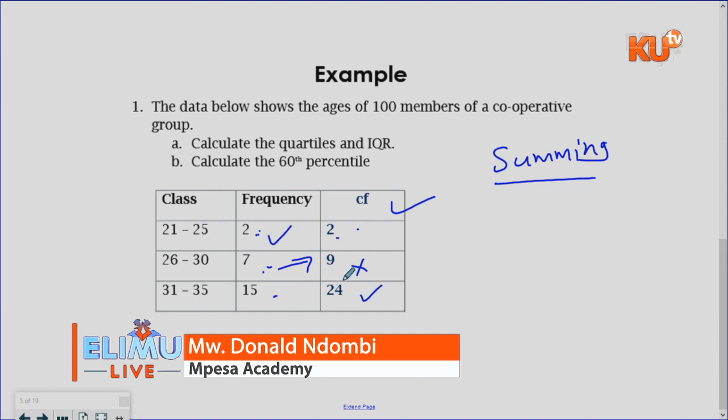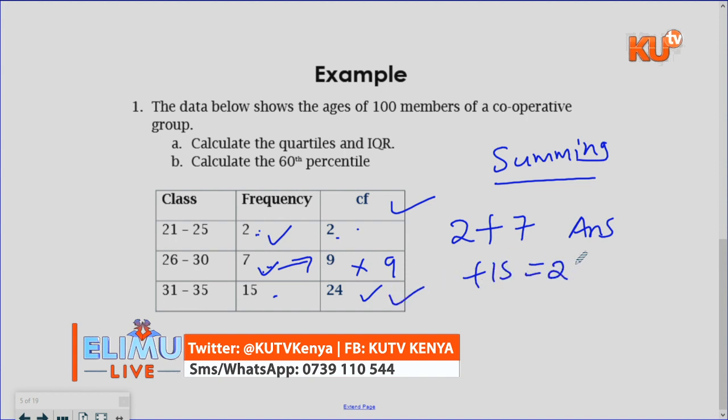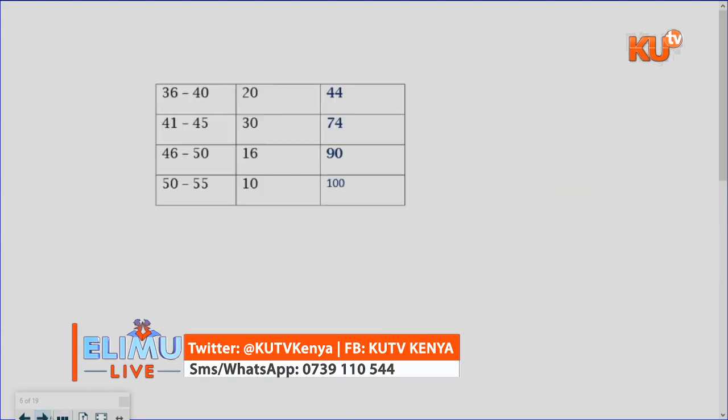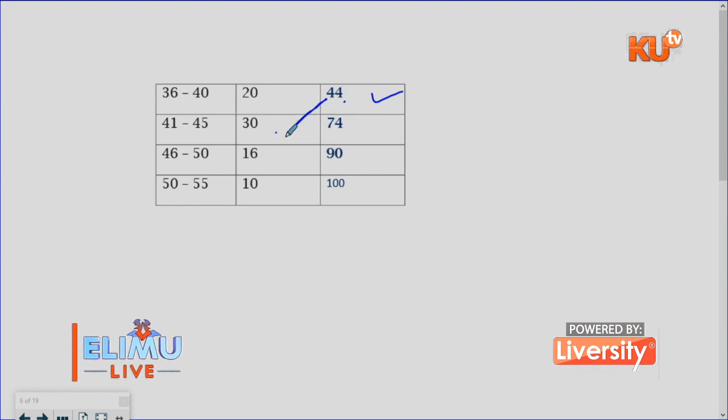But why should you be doing this? On your calculator, just start with 2. You press 2, then plus. What is the next frequency? 7. So you say plus 7. You get 9. Now your calculator has stored this as an answer, so you keep adding. Next plus 15, the answer is 24. You write like that, then keep adding downwards. 24 plus 20, you get 44. 44 plus 30, and so on. Then 37 plus 16, 74 plus 16, then 90 plus 10. You get your 100.